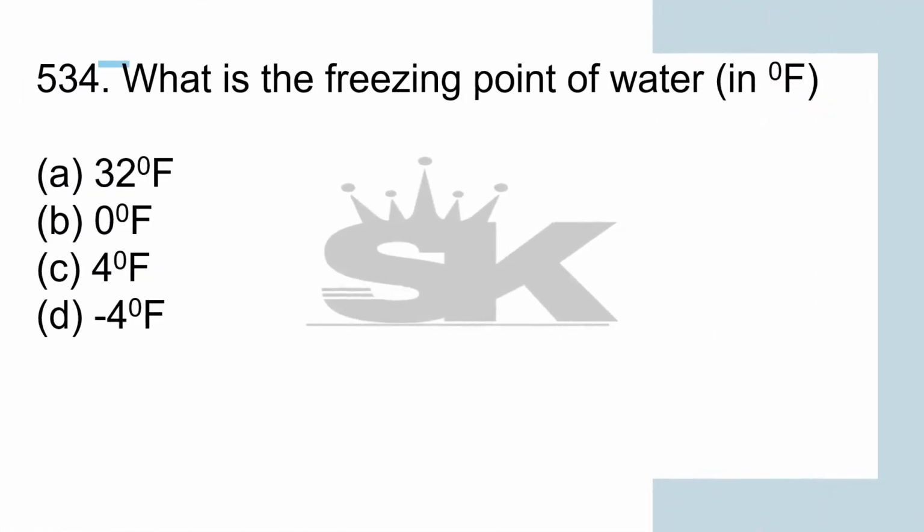What is the freezing point of water? That is 32 degrees Fahrenheit, in other words, 0 degree Celsius. 0 degree Celsius is equal to 273.15 Kelvin. That is the freezing point.